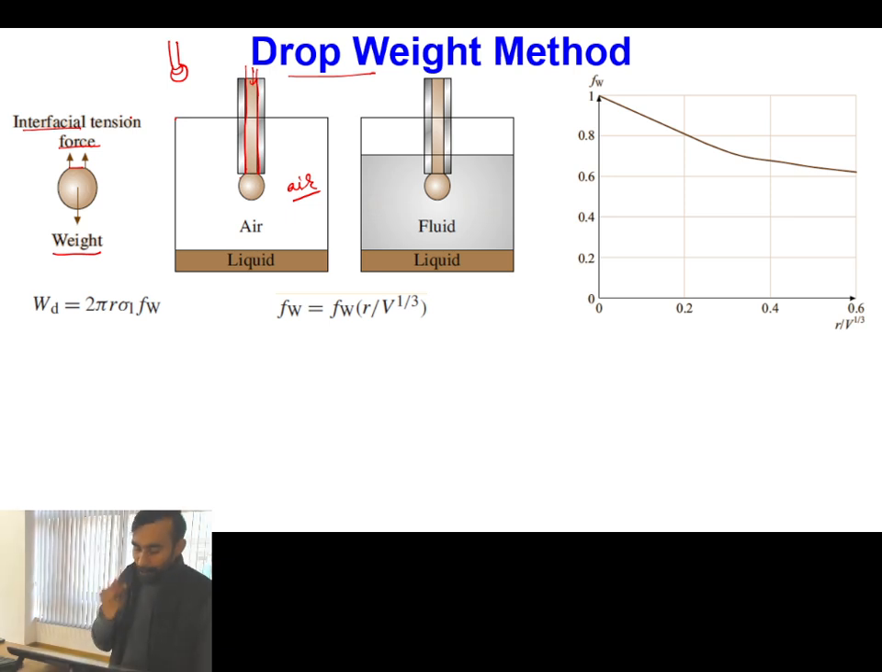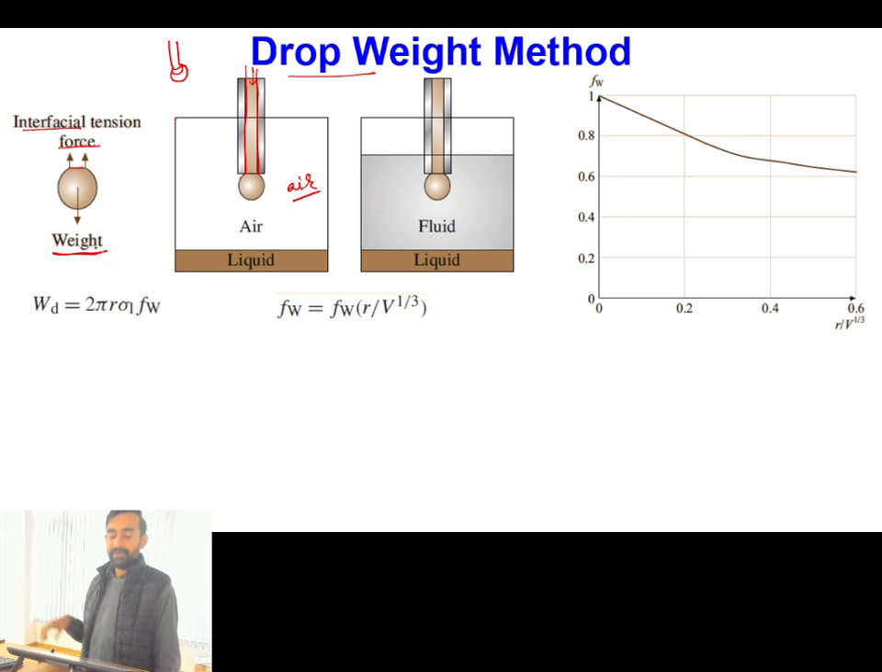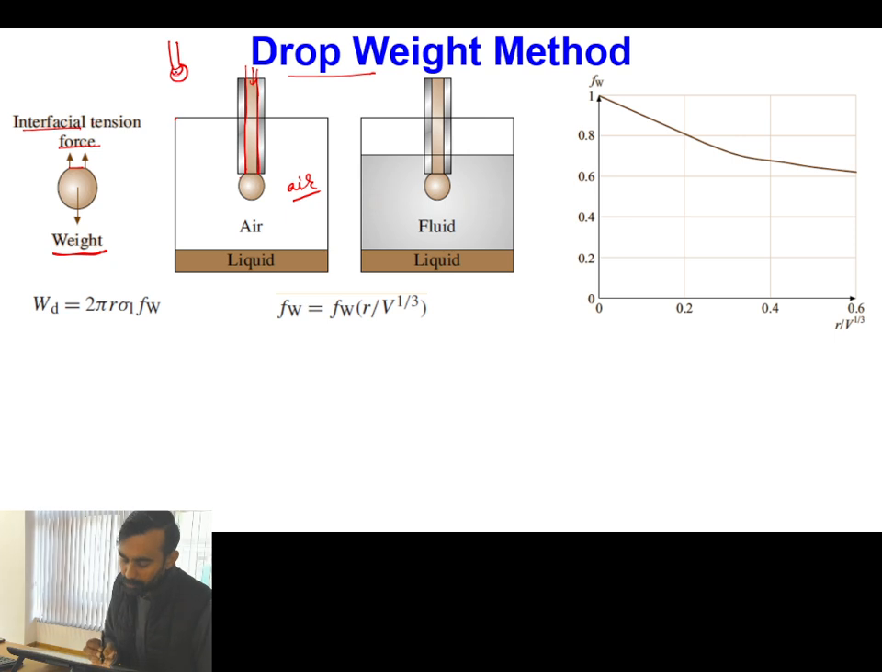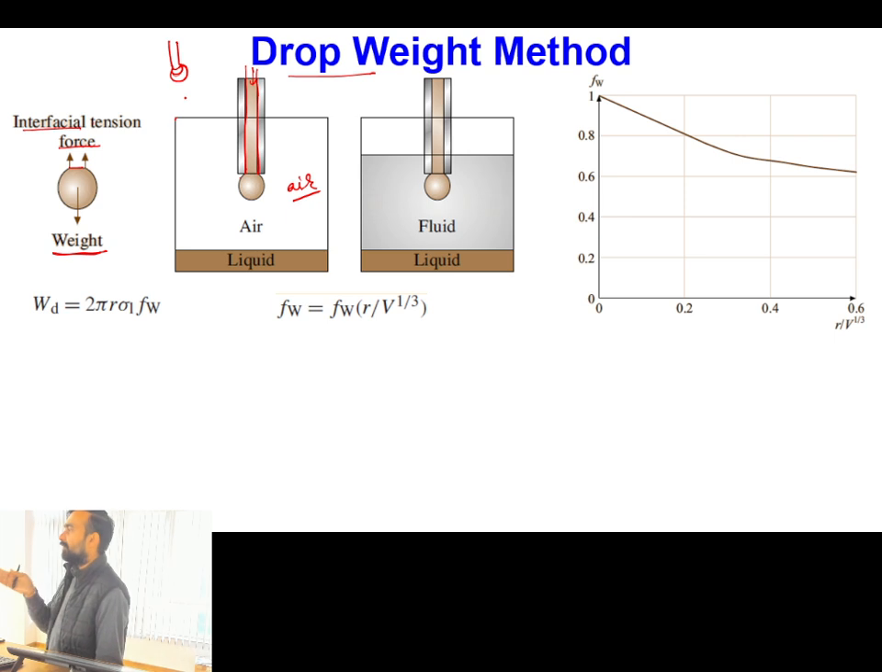Now the drop, whenever it is about to leave, corresponding to that point we can say that the magnitude of the interfacial force will be just equal to the weight of the drop, okay? Because when the magnitude of interfacial tension was more than the weight, the drop volume just kept on growing, but once it has become equal, after that the drop will be falling in the downward direction.